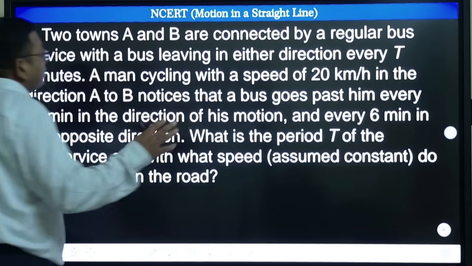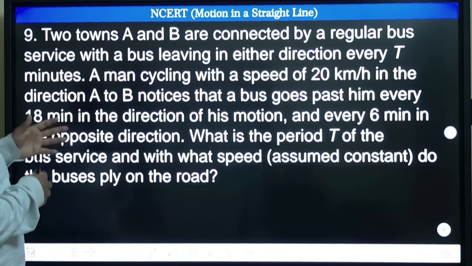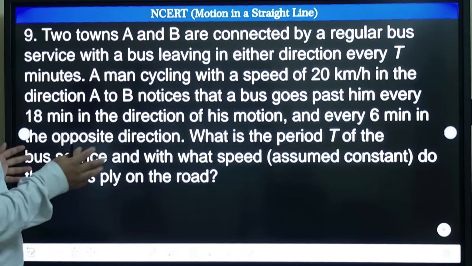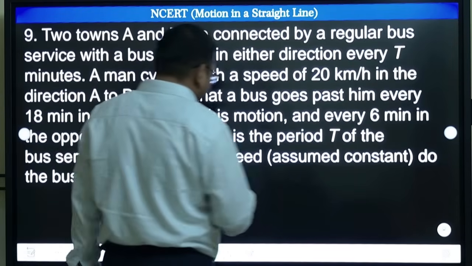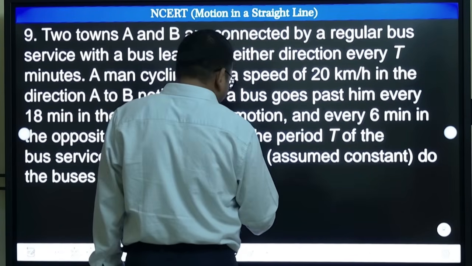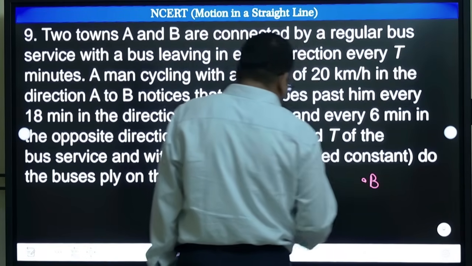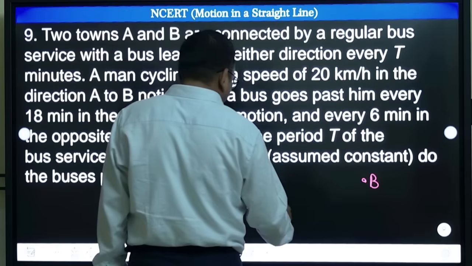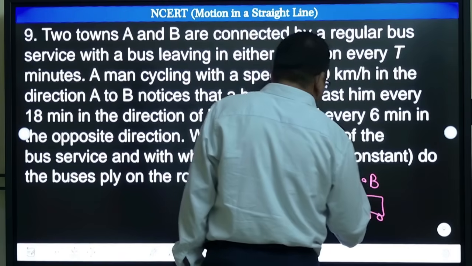So two towns are there, A and B, connected by bus service. They are saying that buses are leaving from A to B or B to A in each direction every 10 minutes. Every 10 minutes it is leaving. Try to draw that diagram, some rough idea we can get. So this is town A, this is town B, and here buses are leaving from A to B. Similarly, here also buses are leaving from B to A, right?